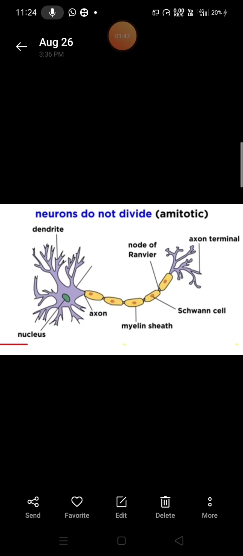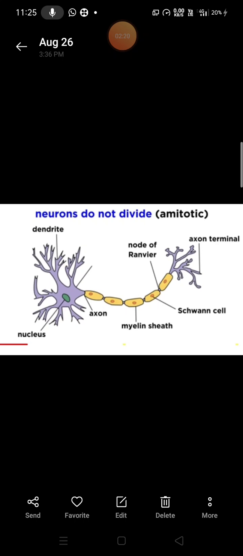This is the picture of a myelinated neuron. Again, a neuron has two parts. The first part is the cell body and the second part is known as the axon. The cell body carries all the cell organelles found in any animal cell except the centriole. In the absence of centriole, neurons do not divide.